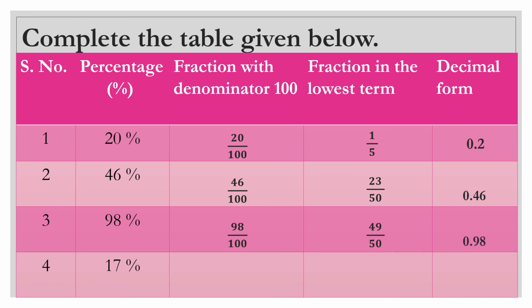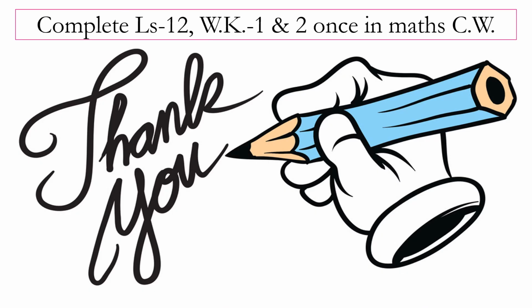Question number 4. 17%. First, write it in fraction form. That is 17 upon 100. Then in the next column, we have to write 17 upon 100 in the lowest term. But 17 and 100 have no common factor other than 1. So 17 upon 100 is the lowest term. And the decimal form of 17 upon 100 is 0.17. I hope you all understand how to convert a percentage into a fraction in the lowest term and how to convert a percentage into a decimal number.